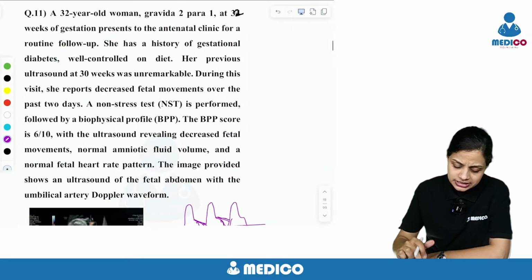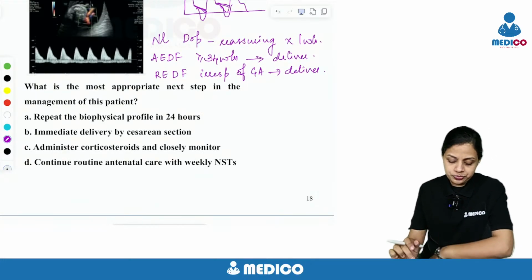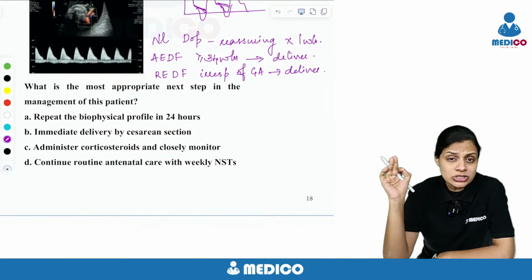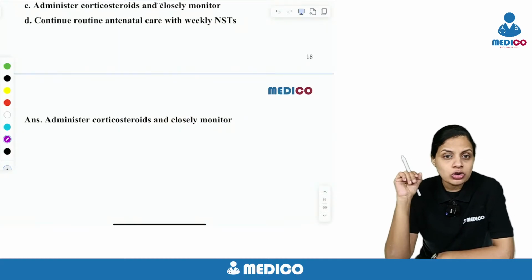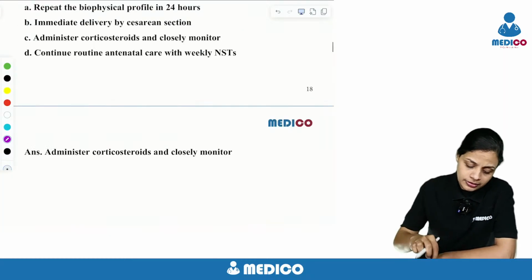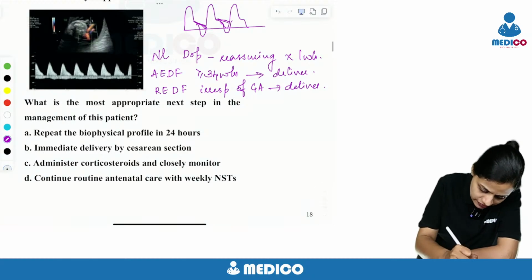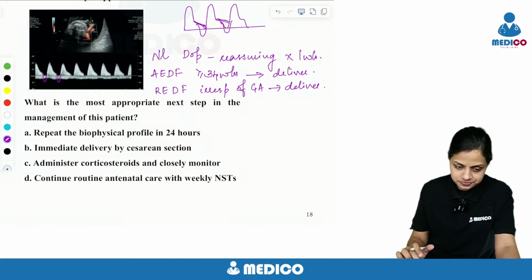So, here, she's 32 weeks. There is an absence of the end diastolic flow. What do you want to do? You would like to take her up to 34 weeks, right? So, we'll administer the corticosteroids and closely monitor her. Instead of absent flow, if they had shown a reversal, that is, if there was something like this, then you wouldn't have waited. You would have gone for an immediate delivery. Okay.